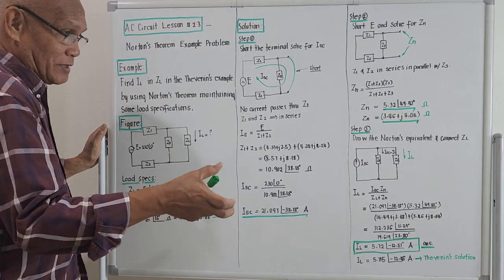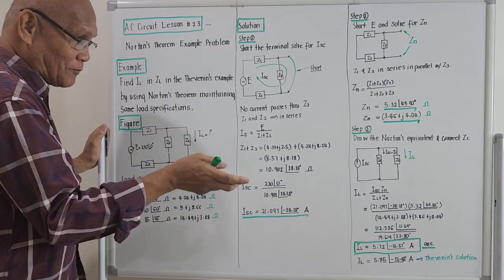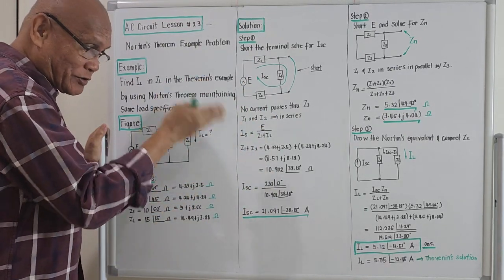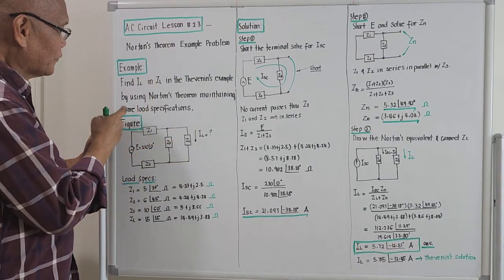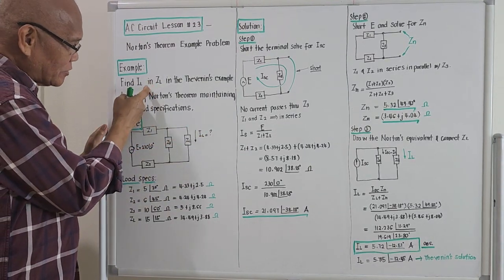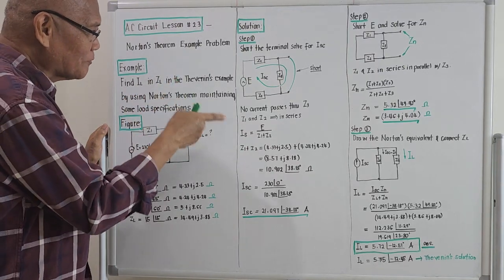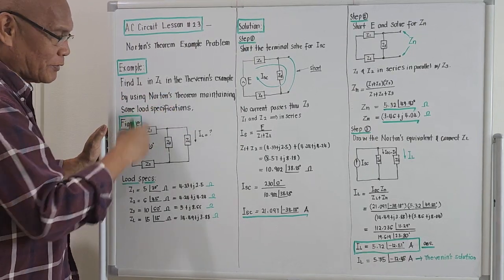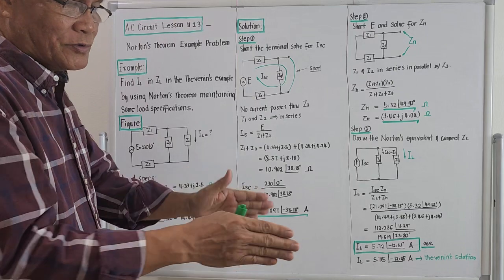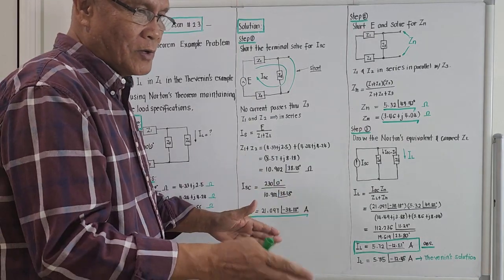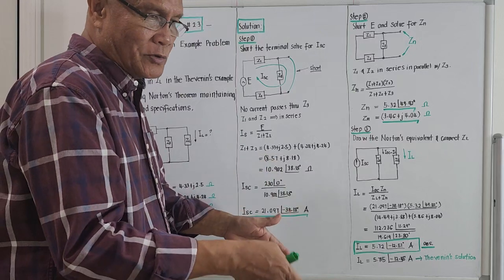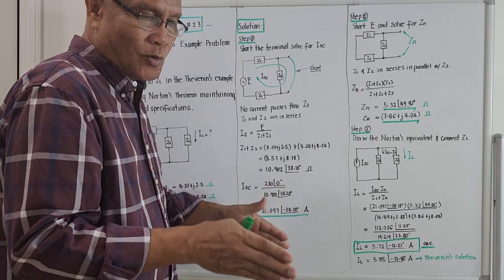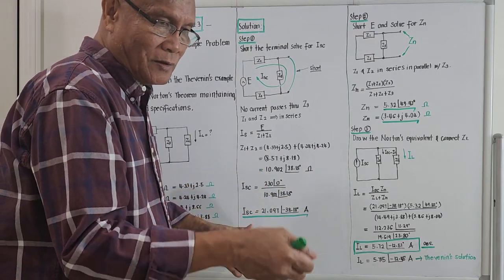To illustrate Norton's theorem, I will give you an example problem same as Mr. Thevenin's, so the load specifications were the same. So I will try to read the problem. Find I sub L in Z sub L in the Thevenin's example, by using Norton's theorem, maintaining same load specifications. Meaning to say, from the previous discussion of the Thevenin's example problem, we will be using same load specifications, even the unknown. It will be the same. It's only that the difference will be the solution for tonight will be Norton's theorem.